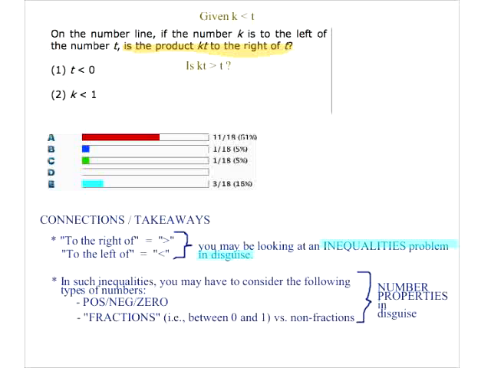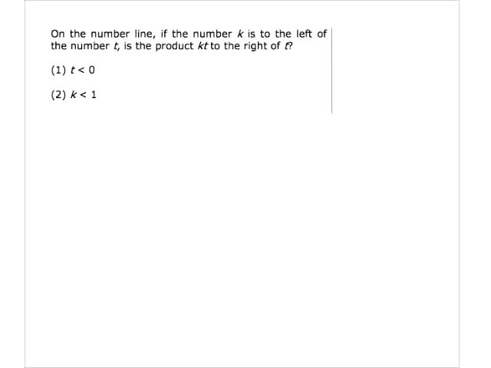So these things wear a lot of hats here. They can be lots of different kinds of problems without really saying what they are. So let's take a look. Let's put it on the next page and examine it. If a number k is to the left, these problems are from GMAT Prep, by the way, if anybody's wondering. If the number k is to the left of the number t, then is the product kt to the right of t? So statement 1, let's take a quick look.